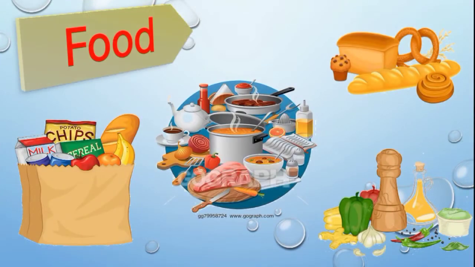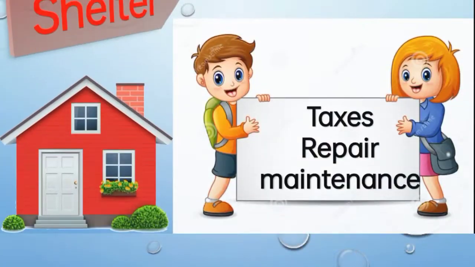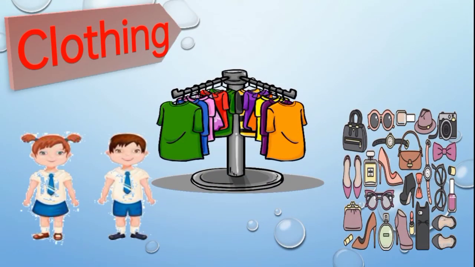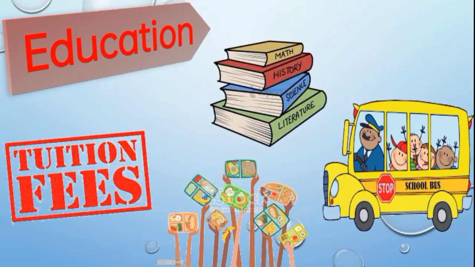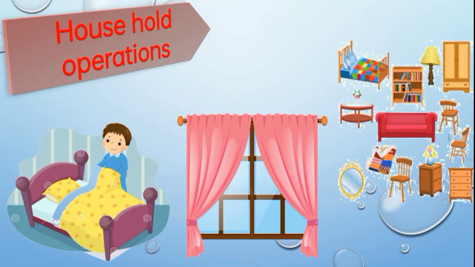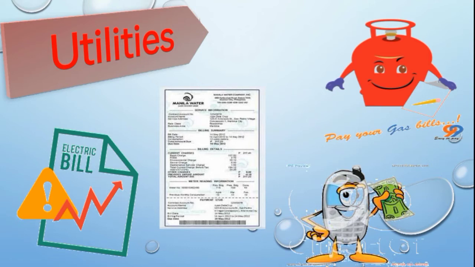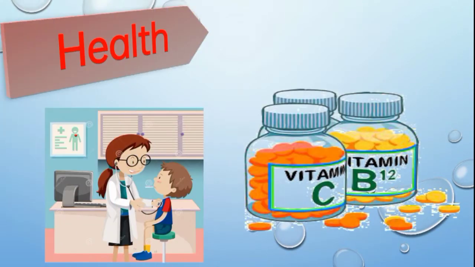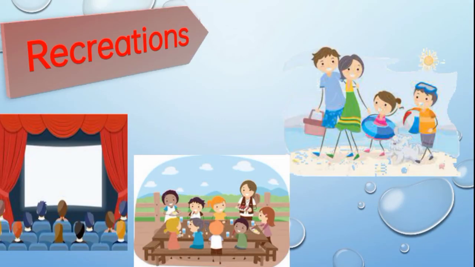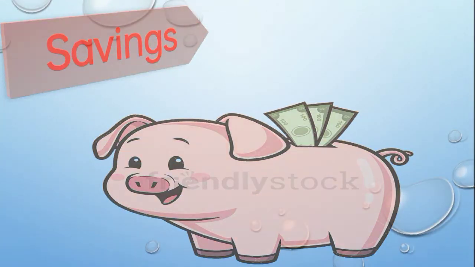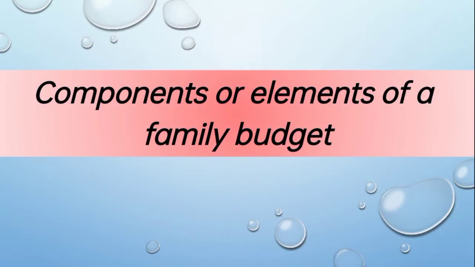Okay, so we have here food, shelter, clothing, education, household operations, utilities, health, recreation, and savings. So those are the components or elements of a family budget.